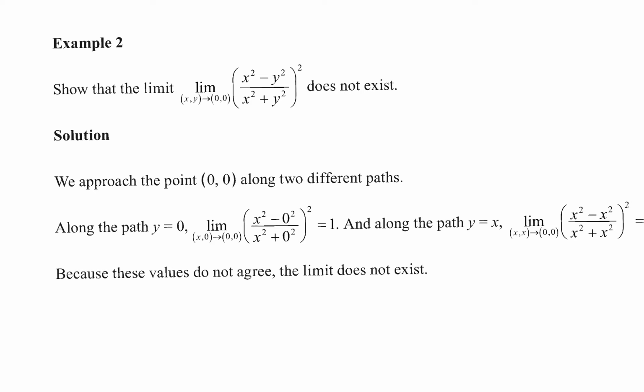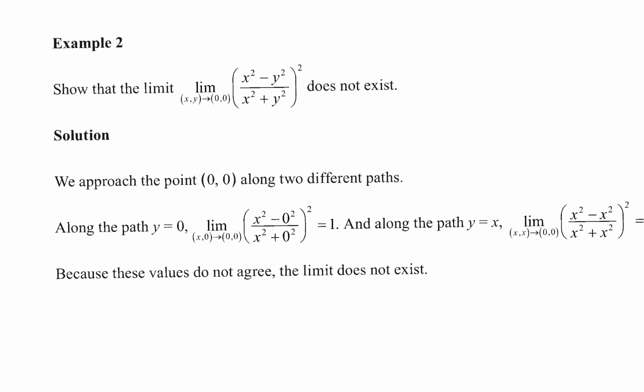So the first path is the rectilinear line with slope 0, that is y equals 0. When y equals 0, the limit of x, 0 approaching the point 0, 0 will be x squared minus 0 squared divided by x squared plus 0 squared, and this limit is 1.